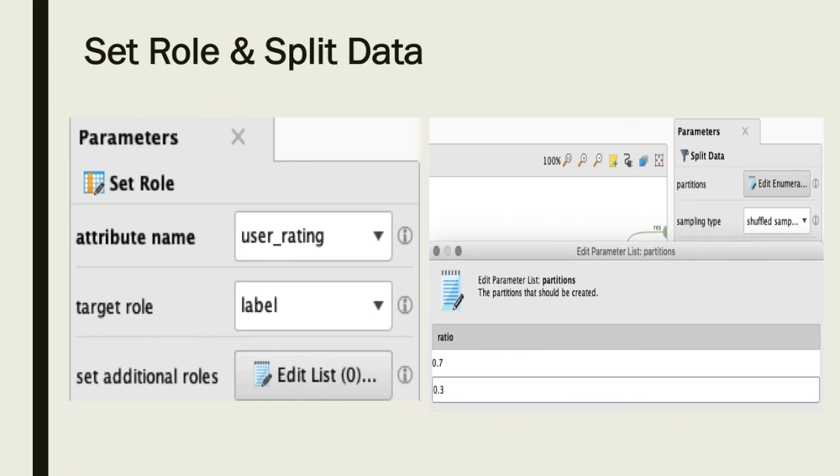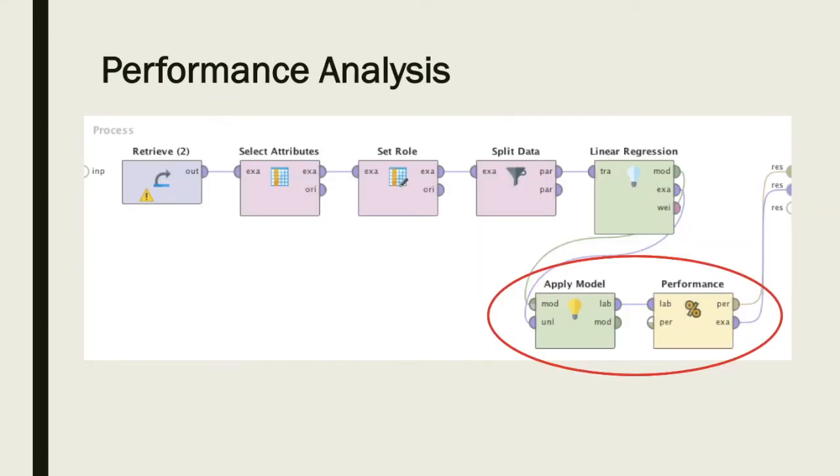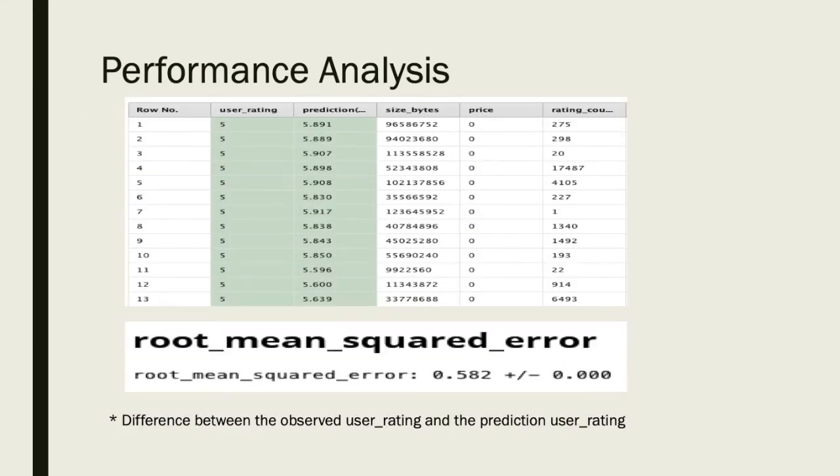Because the attribute filter type in the previous Select Attributes node was selected as subset, the sampling type was selected as shuffled sampling. For the performance analysis, the Apply Model operator and Performance operator are added so that we can find the differences between the prediction value and observed value and aggregate the errors in the prediction. 70% of the data is split into training data to test the remaining 30% of the data.